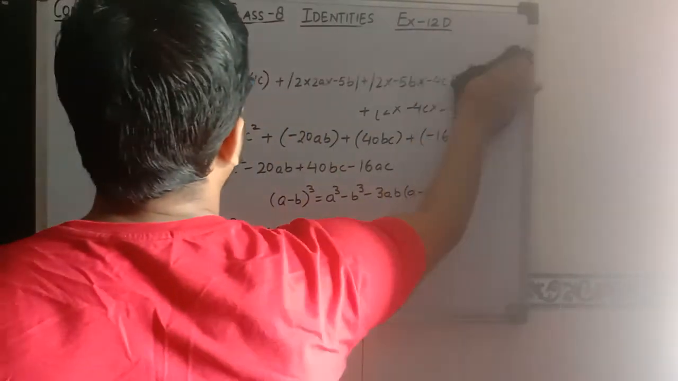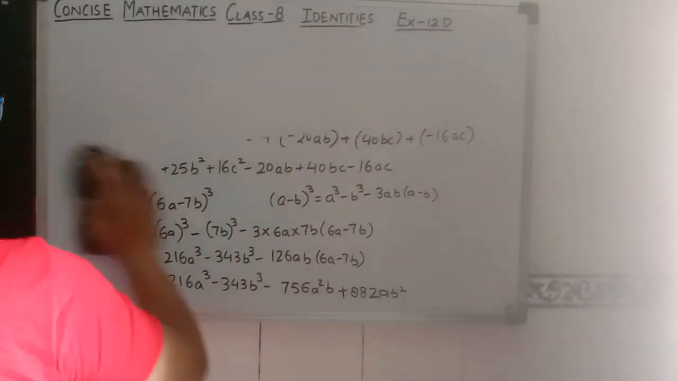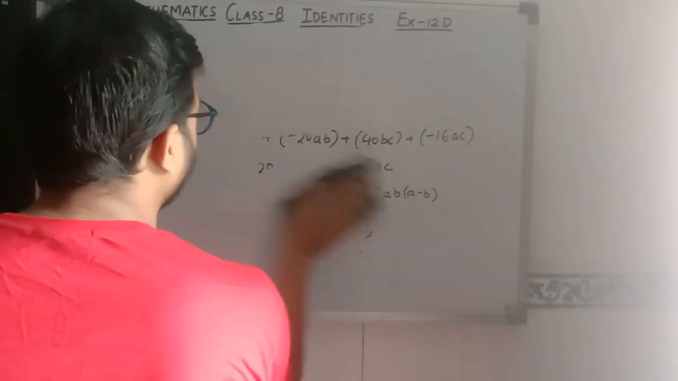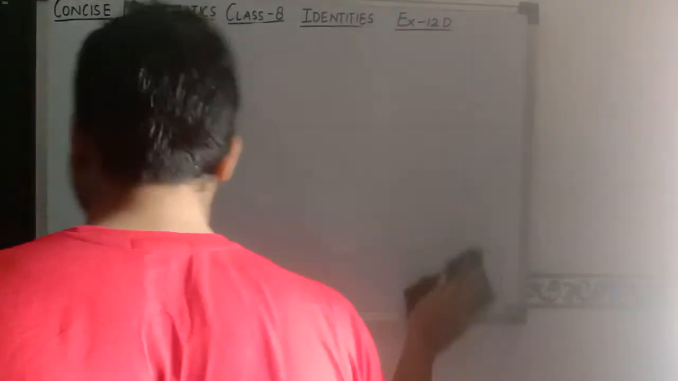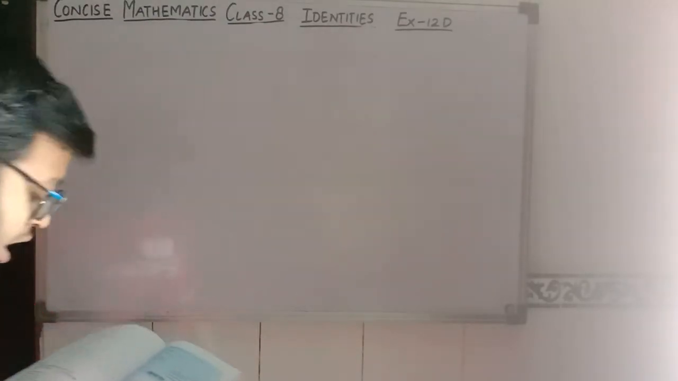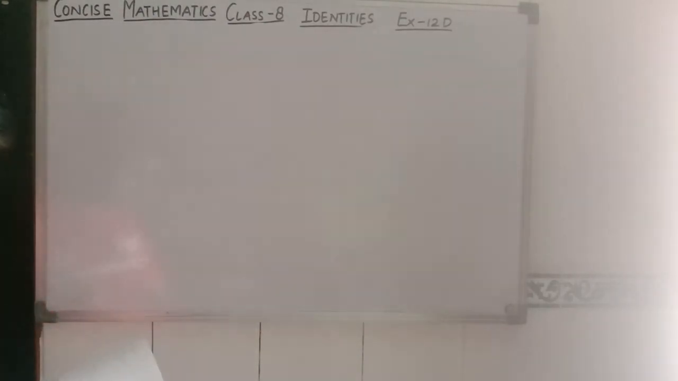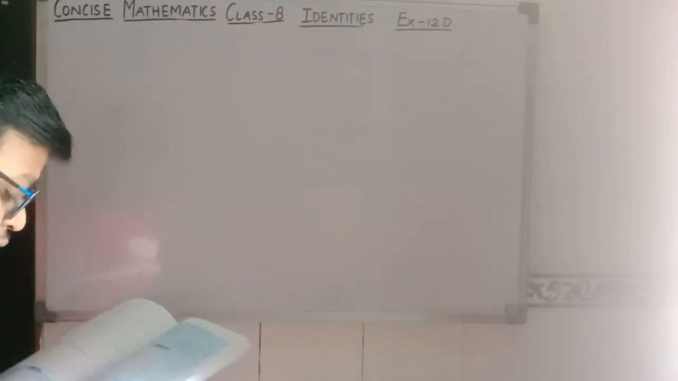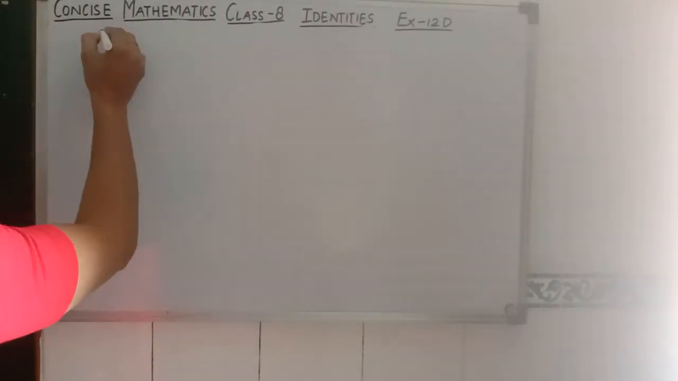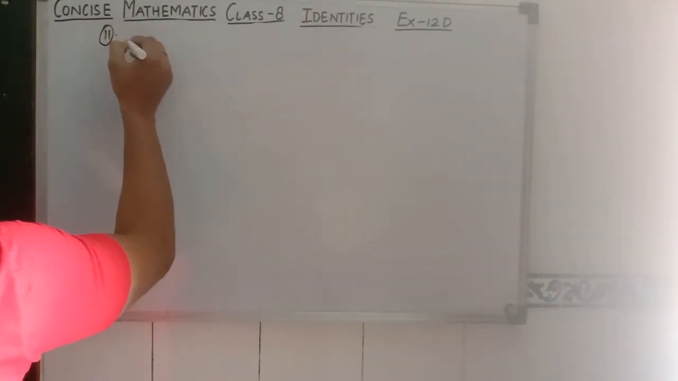Now moving further, first we observe whether further questions are related to the previous one or they are different, then we start. Now the next some questions are related to the application of the trinomial whole square. So suppose question number 11, because 10 and 11 are the same.